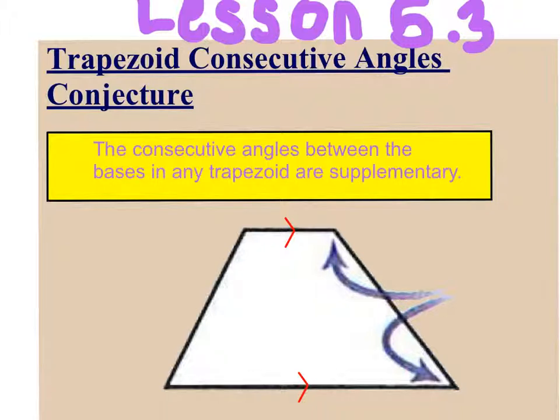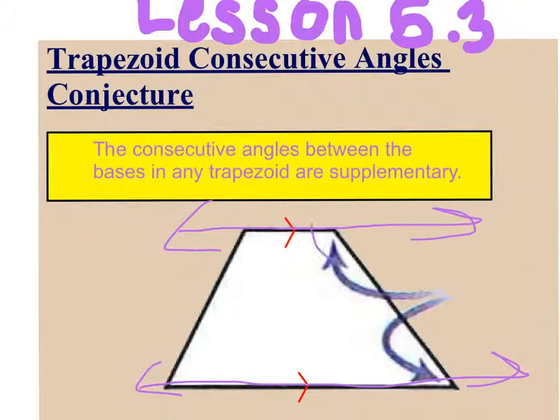Basically what that one says is that between the two bases of any trapezoid, the consecutive angles that are not base angles are supplementary. So these two add to 180. That's true in any trapezoid.